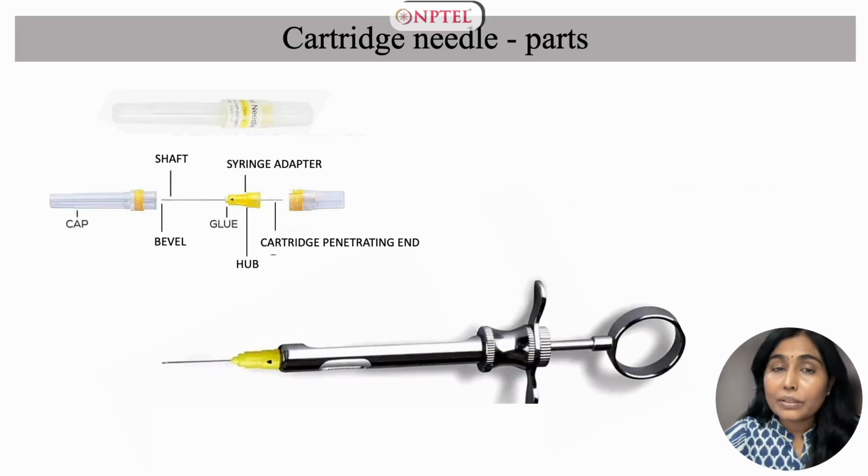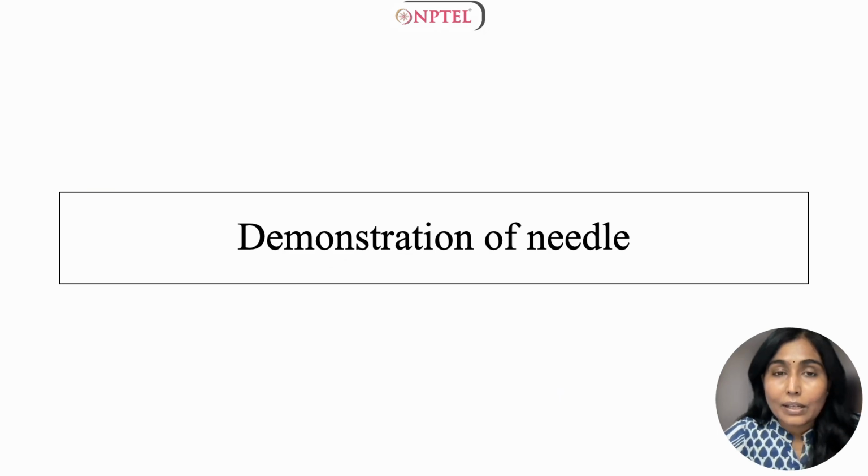I'm going to start with needle for cartridge syringes because these are exclusive to dentistry. These needles come as a package in the form of a sheathed needle. The basic parts include the needle, cap, hub, and a syringe adapter. Now I'm going to demonstrate the parts of a needle in detail.